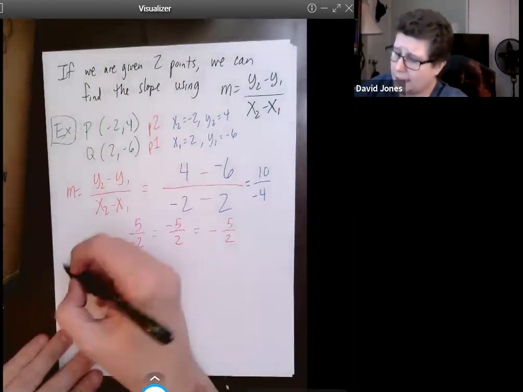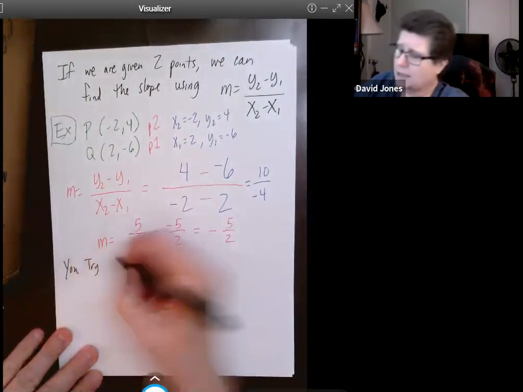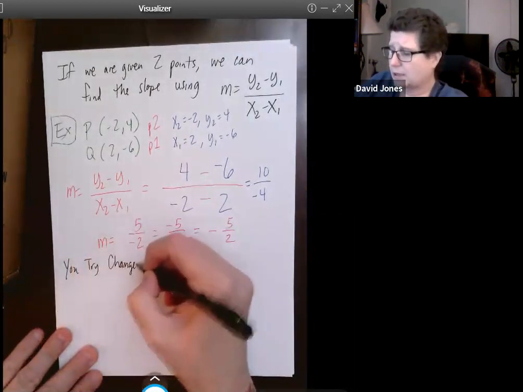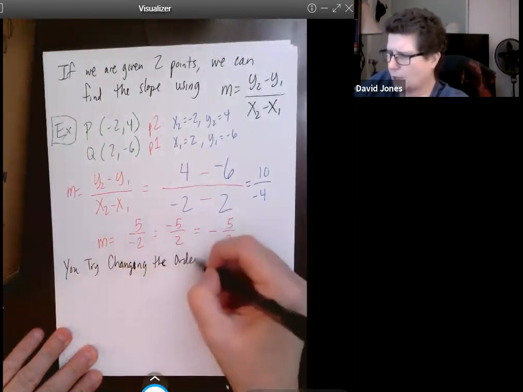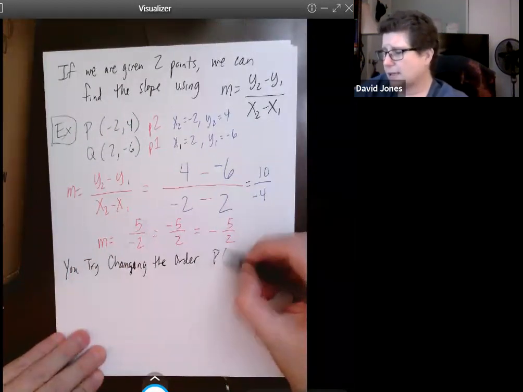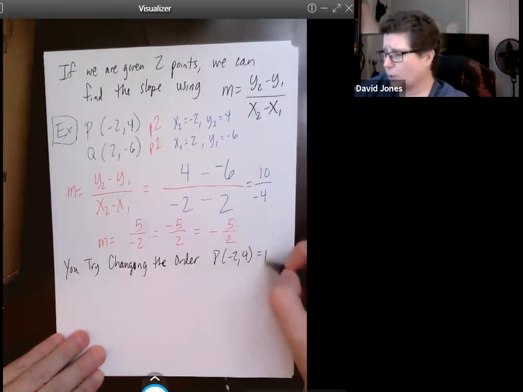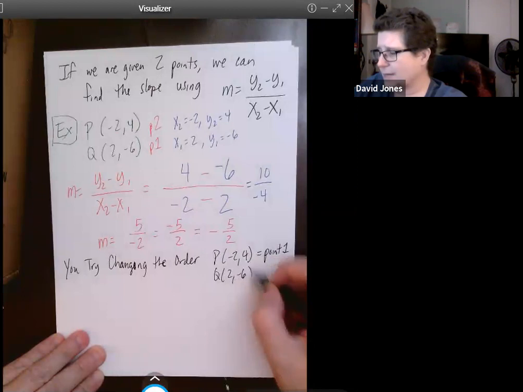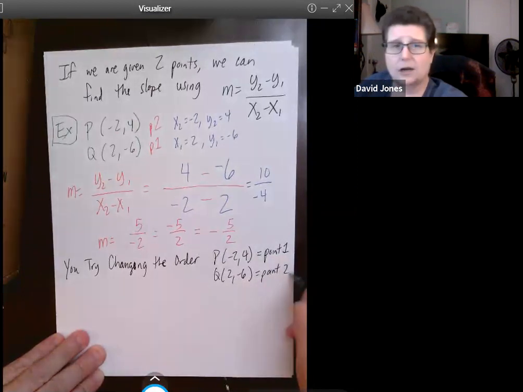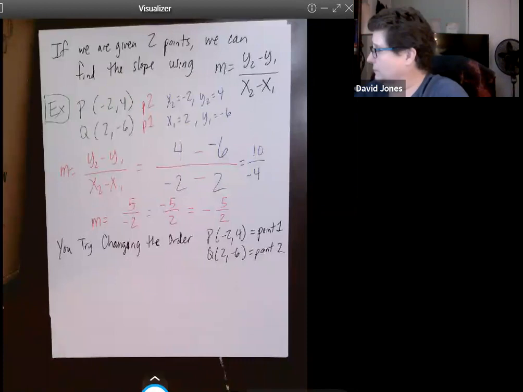Why don't you try changing the order? What I mean by that is make P (-2, 4) equal point 1, and Q (2, -6) equal point 2. Go through and work that out real quick. I'll assume you paused it and did.